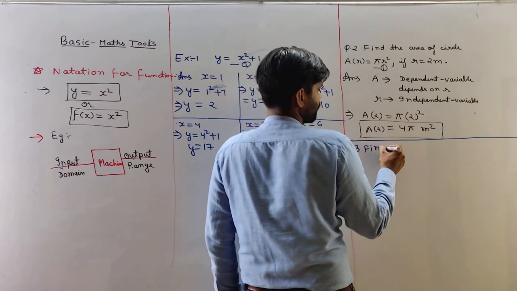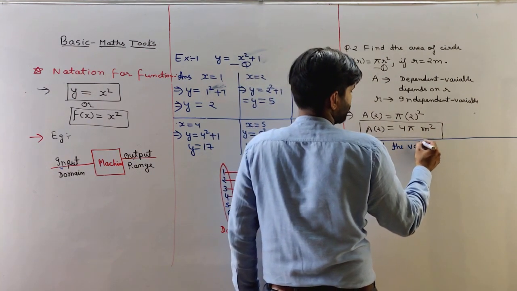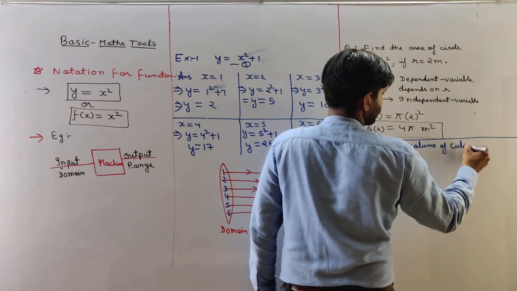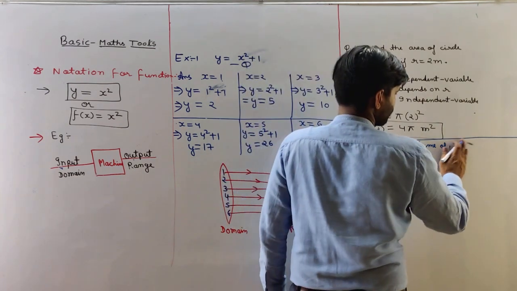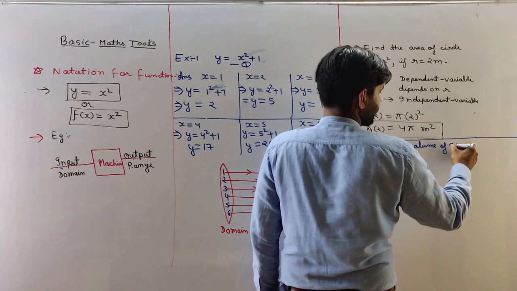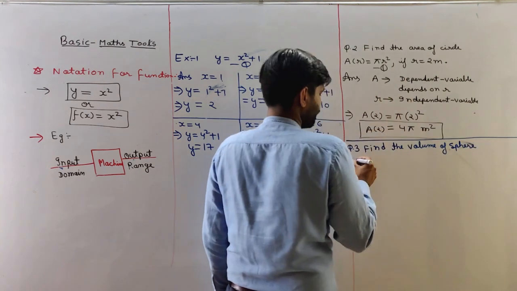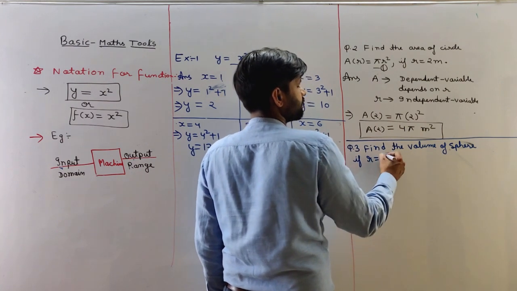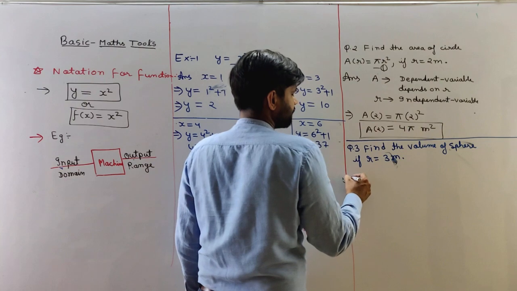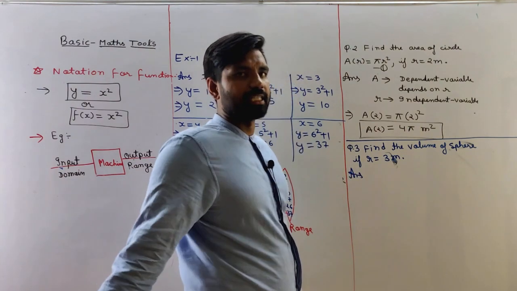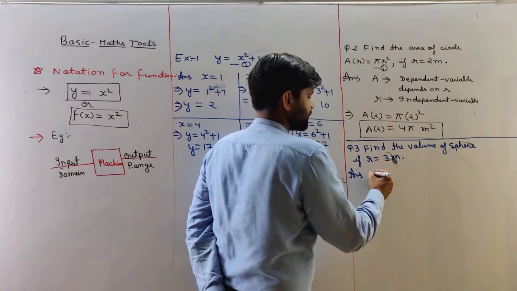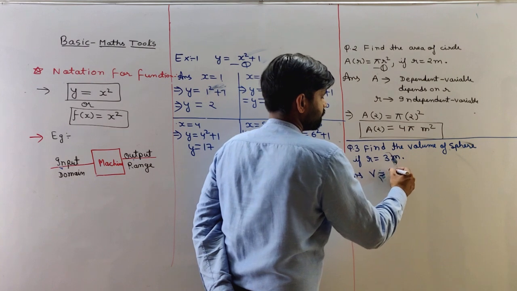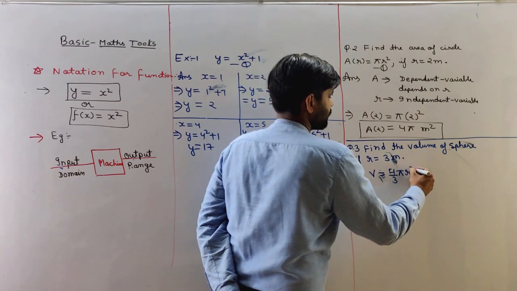Okay. So next example is, example question number 3. Find the volume of sphere if r is equal to 3 meter. Understand? So in our junior classes we studied that volume of sphere is equal to 4 by 3 pi r cube. 4 by 3 pi r cube.